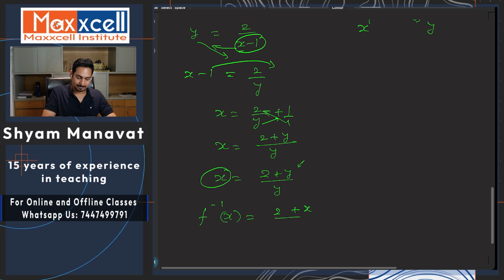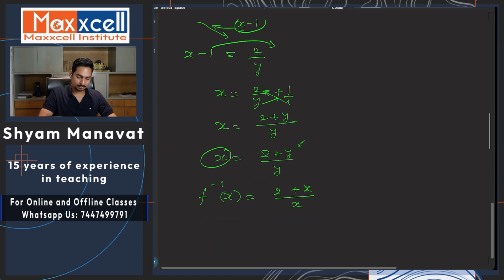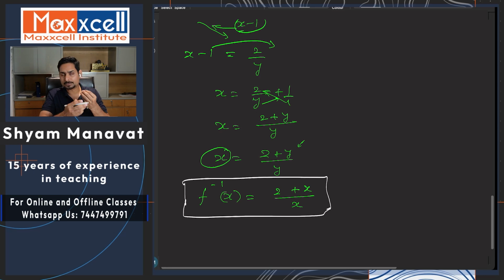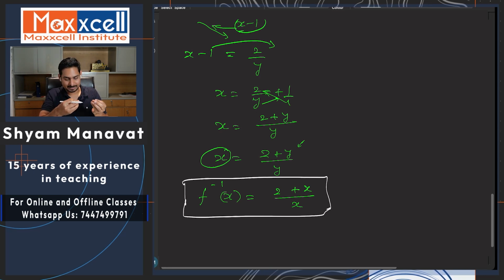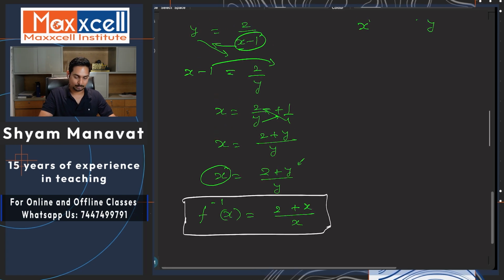Because understand, here y is our assumption. In the question there is no y, it's only x as the variable. So here also at the end we should write only in terms of x. So y we have just used to simplify to get the expression. All right. So here f inverse of x is equal to 2 plus x by x. I hope this is clear.